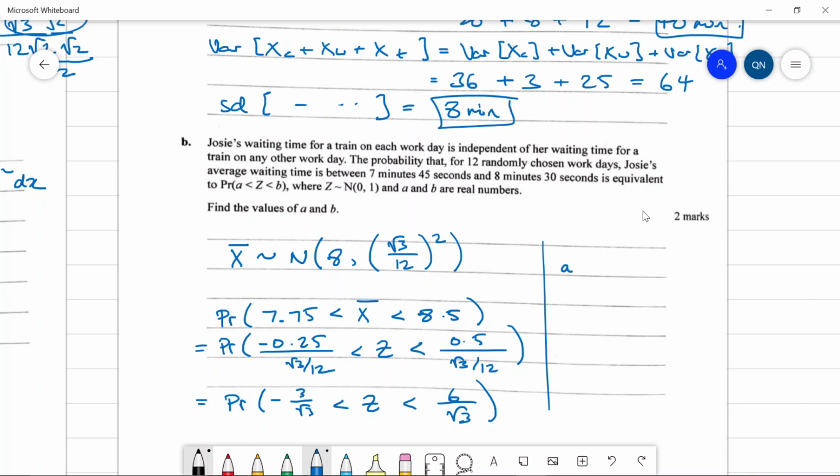So we have A is equal to negative square root of 3, and B is equal to, let's rationalize, so we rewrite this as root 3 on 3. So root 3 times 3 is 3. So this just leaves us with 2 on the bottom, 3, and then 6 divided by 3 is 2. So this is going to be 2 root 3. I will take that as my answer.